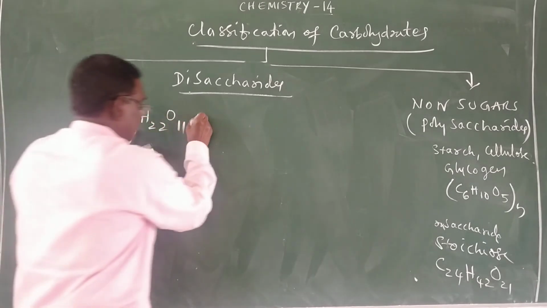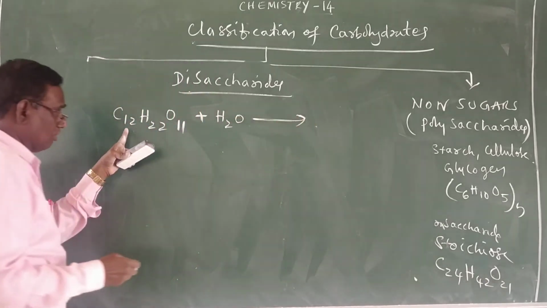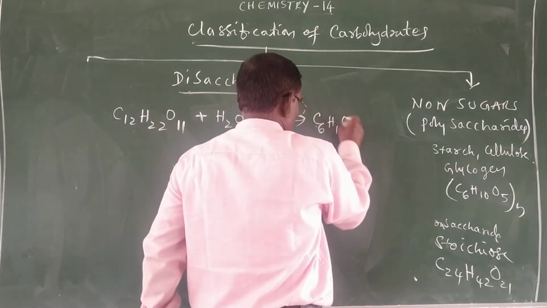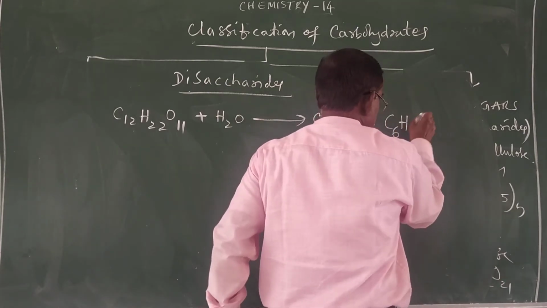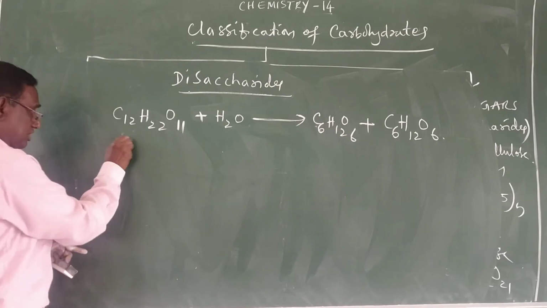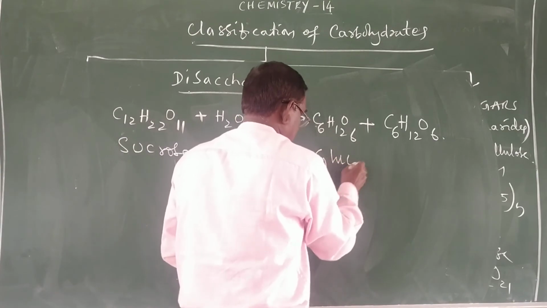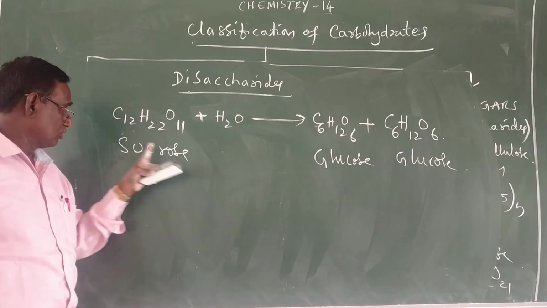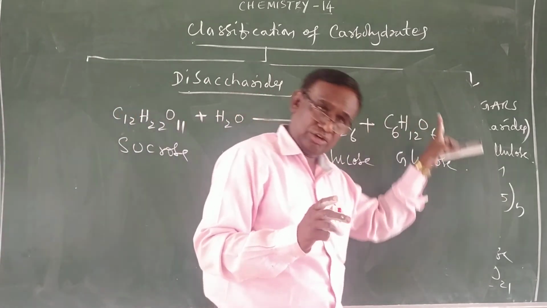For example, C12H22O11. On hydrolysis, you have to add water, H2O. Then we get 2 monosaccharides, C6H12O6 plus C6H12O6. Say it is sucrose. What happens when sucrose is subjected to hydrolysis? It gives 2 monosaccharide units, glucose and fructose.